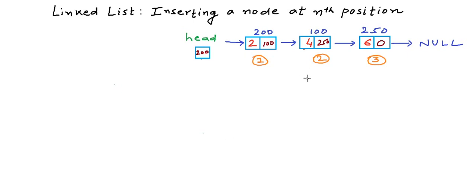We will first create a node. Let's say in this example we want to insert a node with value 8 at third position in the list. So I'll set the data here in the node. The data part is 8. Now to insert a node at the nth position, we will first have to go to the n-1th node. In this case n is equal to 3, so we will go to the second node.